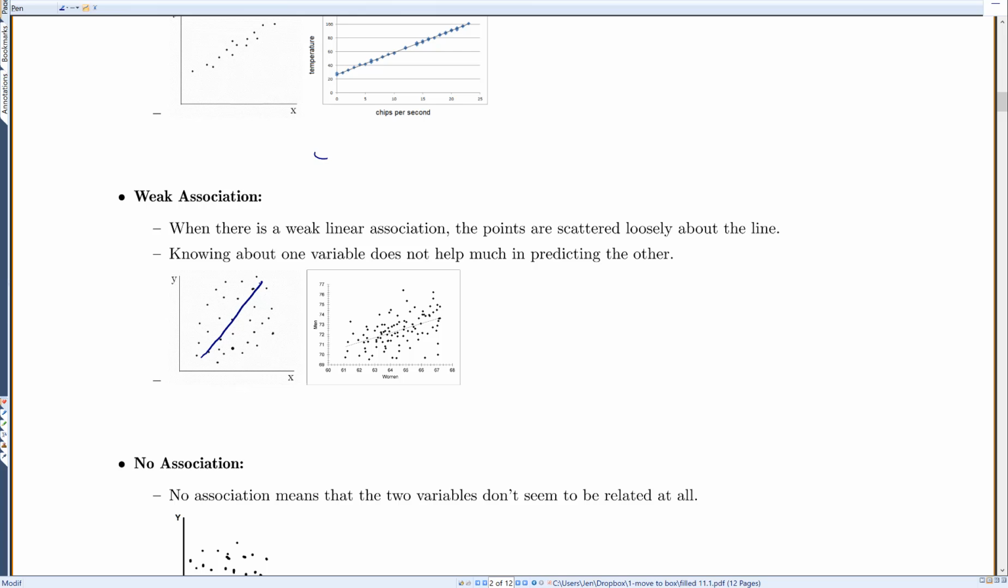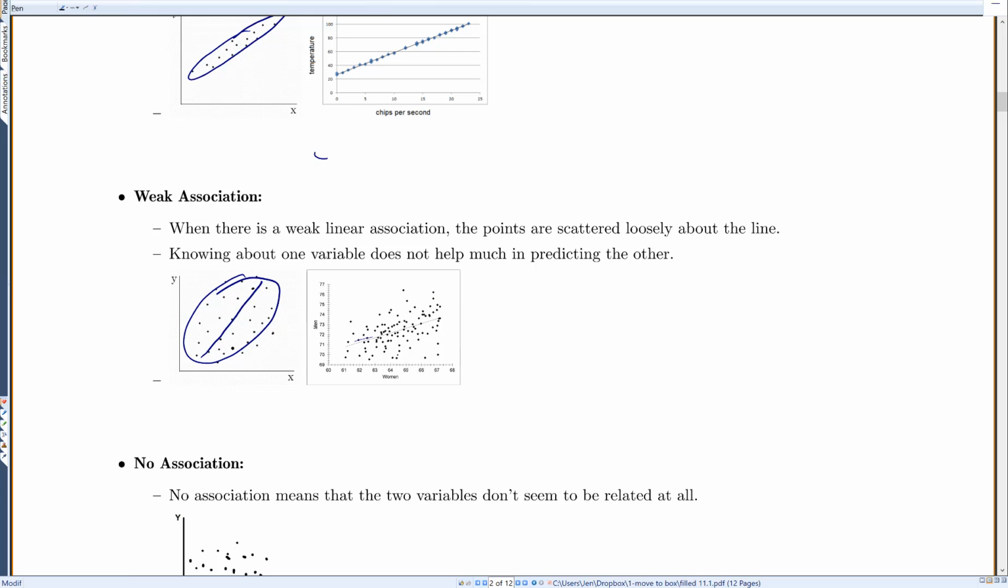So if I was to try to draw a line through here, the points are not very close to the line. And if I was to try and draw a football around it, it's a pretty fat football. So strong association, you'd have a skinny football. Weak association, you'd have a very big football to fit around it. Or over here, you can see the points are not close to the line at all. We'd have, again, a pretty fat football.